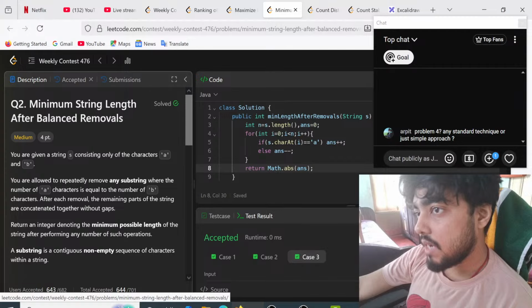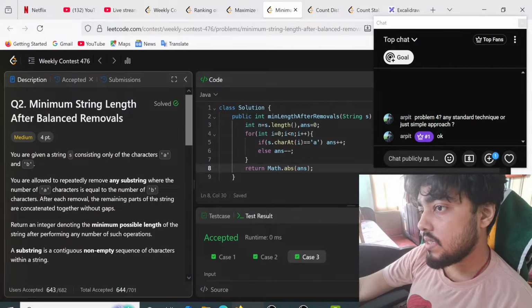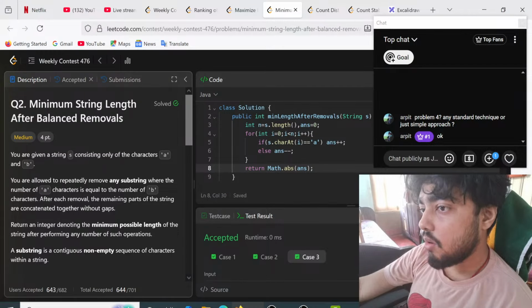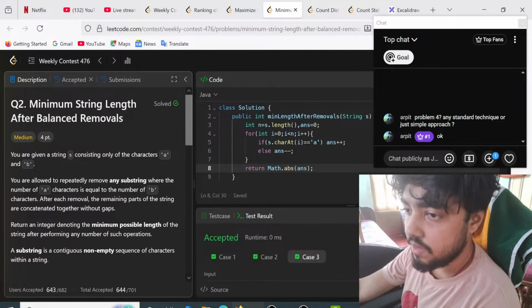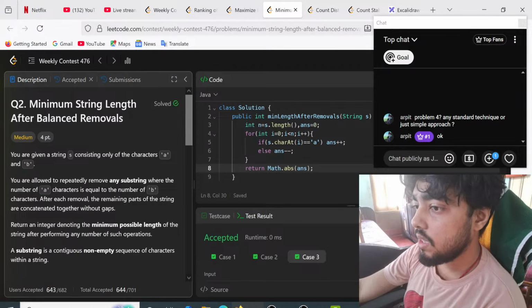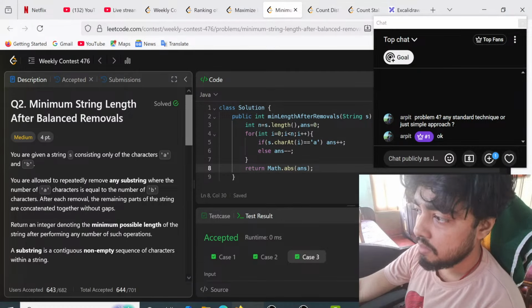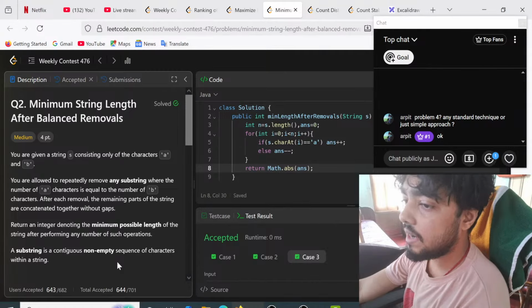The second question is minimum string length after balance removals. You are given a string S consisting only of characters A and B. You are allowed to repeatedly remove any substring where the number of A and number of B is the same. After each removal, the remaining parts of the string are concatenated together without gaps. Return an integer denoting the minimum possible length of the string after performing any number of operations. A substring is a contiguous, non-empty sequence of characters within a string.